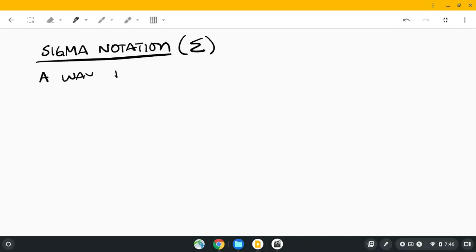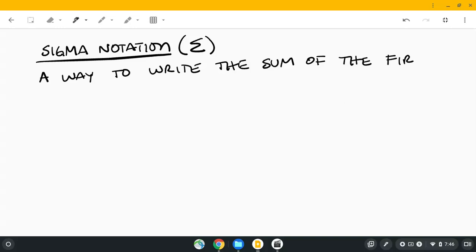A way to write the sum of the first n terms of a sequence.